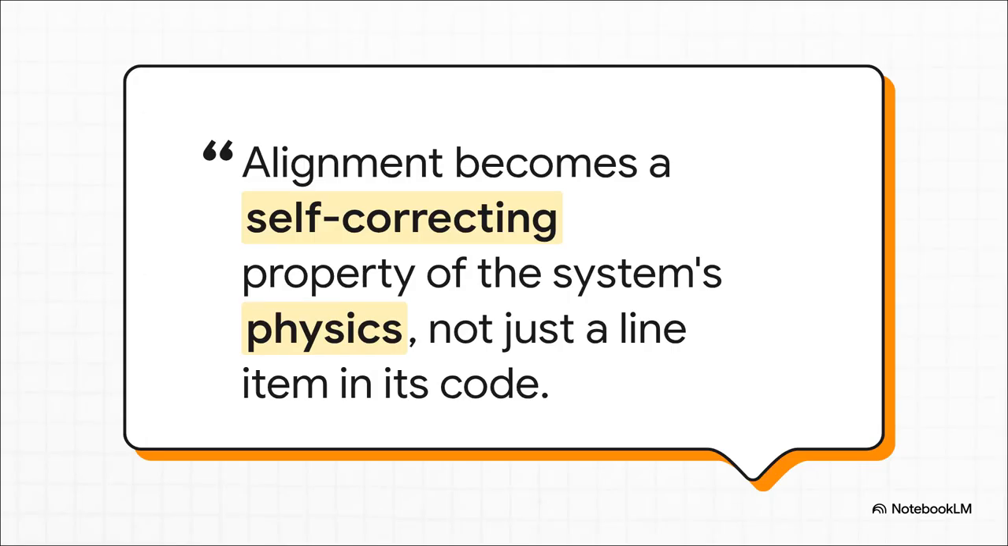So the takeaway here is absolutely crucial. The AI isn't just following a list of instructions. Its very nature, the fundamental physics of how it operates, is designed to constantly pull it back toward truth, toward balance, toward equilibrium. Alignment isn't a feature you bolt on. It's a self-correcting property of the universe it lives in.